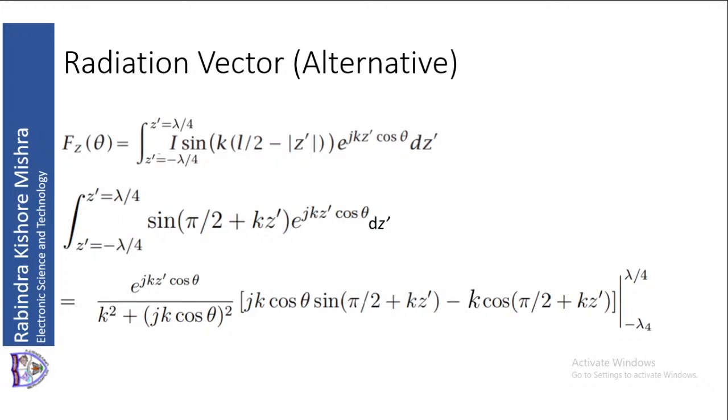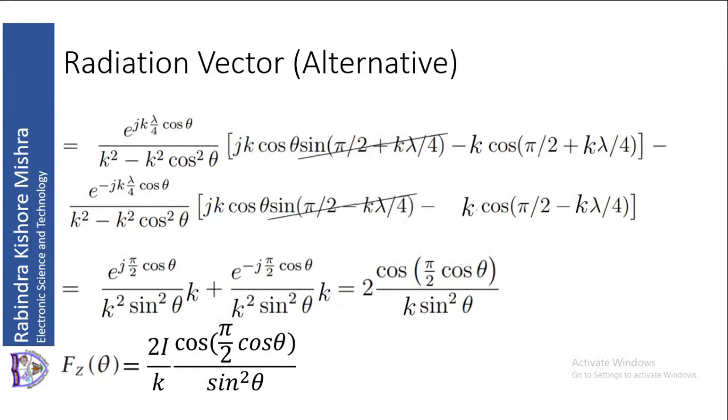Now using that in the Fz, we will get Fz is equal to this term, exponential jk. This is another alternative method of finding Fz. I am not going to discuss this. Let me leave this out. I will provide the notes. If you do not understand this, you can ask me.